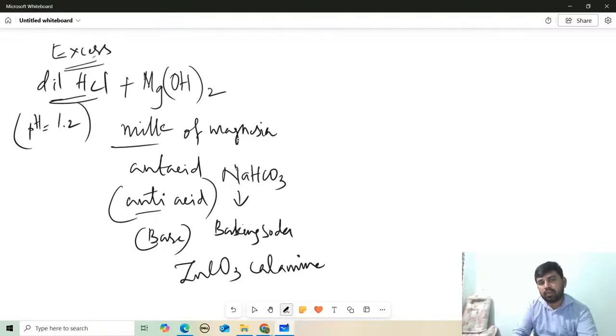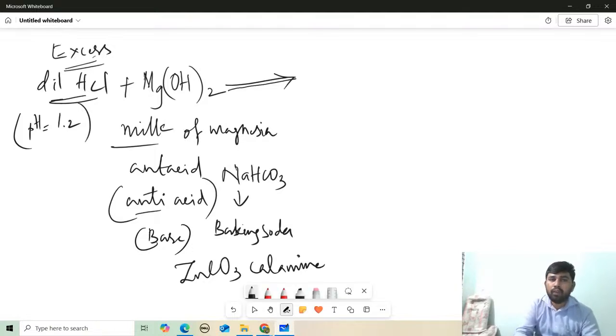Let me write the reaction. Please try to understand the exact meaning of neutralization. We just said we can take milk of magnesia so that we can neutralize the HCl. How is it possible? Now we are taking HCl and Mg(OH)2. HCl will produce H plus ions. Similarly, magnesium hydroxide will produce OH minus ions.